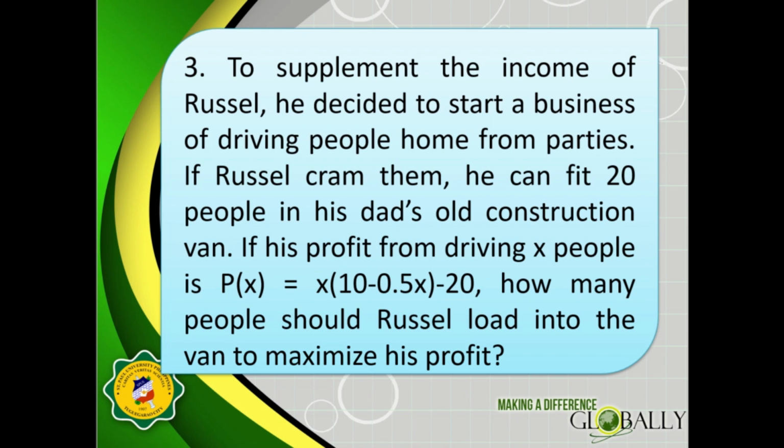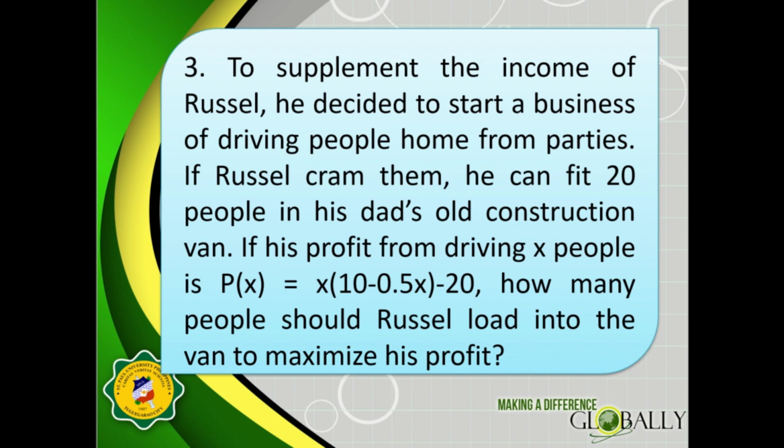So for our last example, to supplement his income, Russell decided to start a business of driving people home from parties. If Russell crams them in, he can fit 20 people in his dad's old construction van. If his profit from driving x people is P of x equal to x times the quantity 10 minus 0.5x, minus 20, how many people should Russell load into the van to maximize his profit?